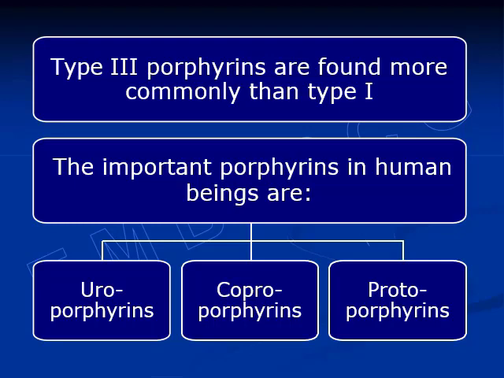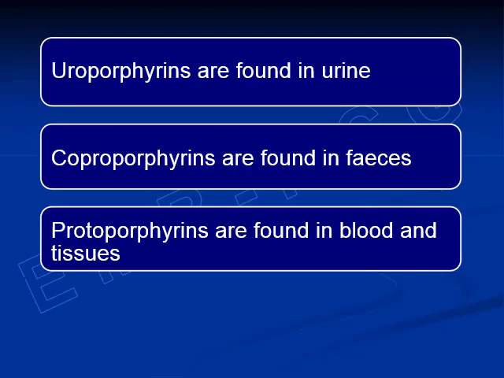In humans, the important porphyrins are of three kinds: uroporphyrins, coproporphyrins, and protoporphyrins. Keep that in mind. Uroporphyrins are found in the urine. Copro refers to fecal material, so coproporphyrins are found in feces. Protoporphyrins are found in blood and tissues.